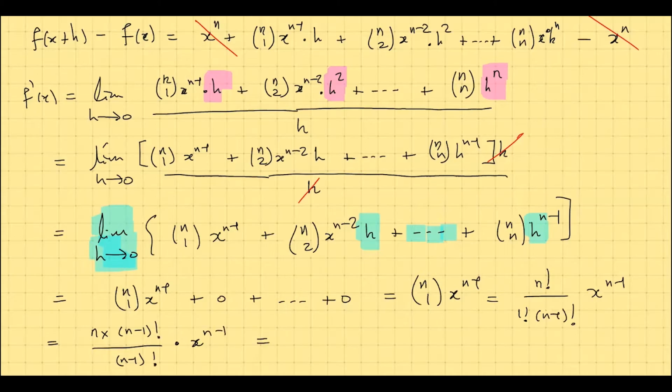Now at this stage, we can cancel out the n minus 1 factorial because these things are non-zero. So given that's the case, I basically end up with n x to the n minus 1. And this is the result we were looking for. So we've been able to show that when I differentiate my function, x to the n, I get n x to the n minus 1.